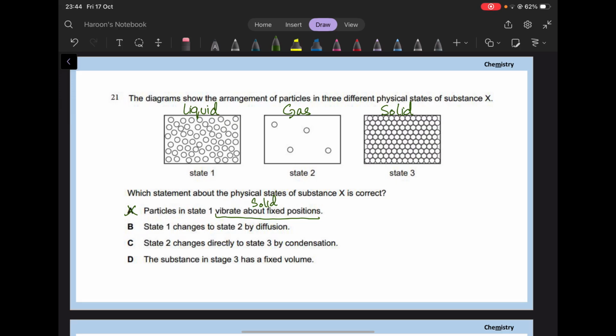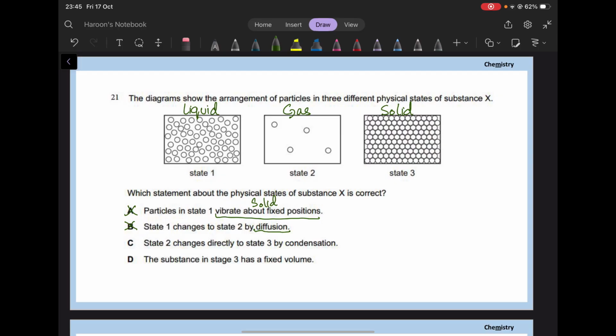State 1 changes to state 2 by diffusion. Changes in state like melting, boiling, condensation, these are changes in state for us. Diffusion is just a physical process when particles move from one position to a different position, from a region of high concentration to a region of low concentration, which we will discuss in this chapter in this class, inshallah, but not right now. So this is out because diffusion is just physical movement of particles from one region to a different region. That has nothing to do with changes in state. So B is out.